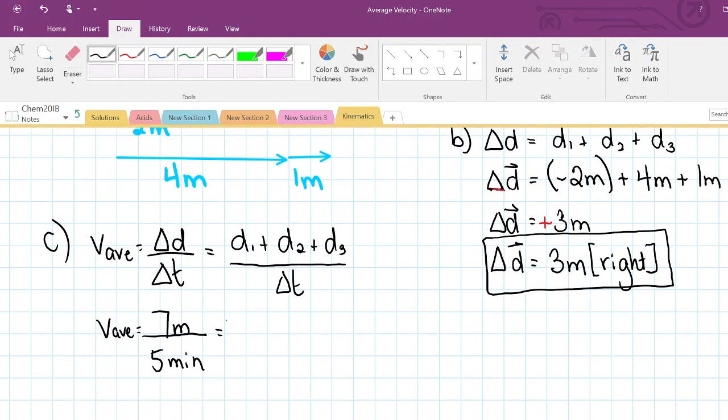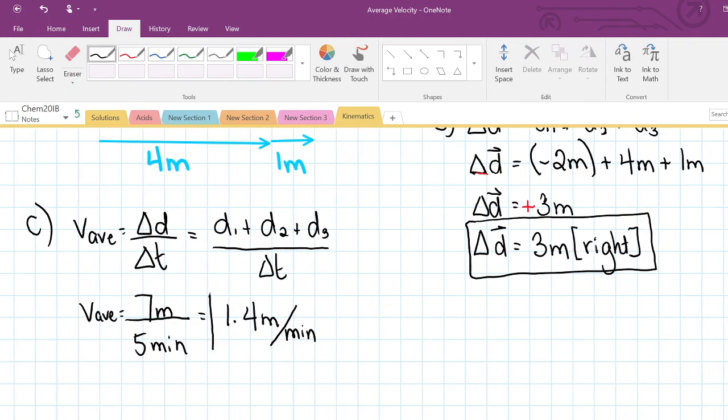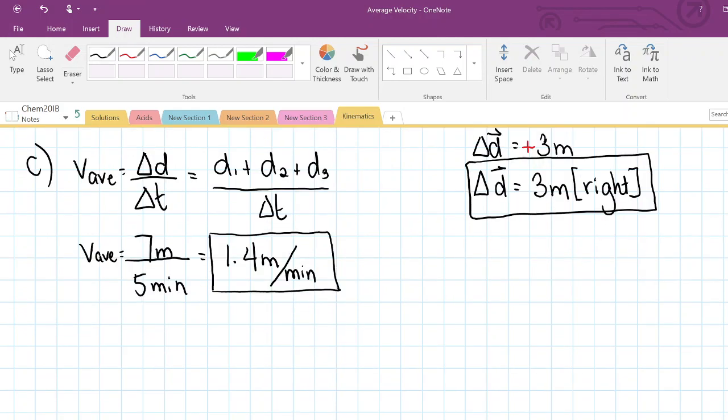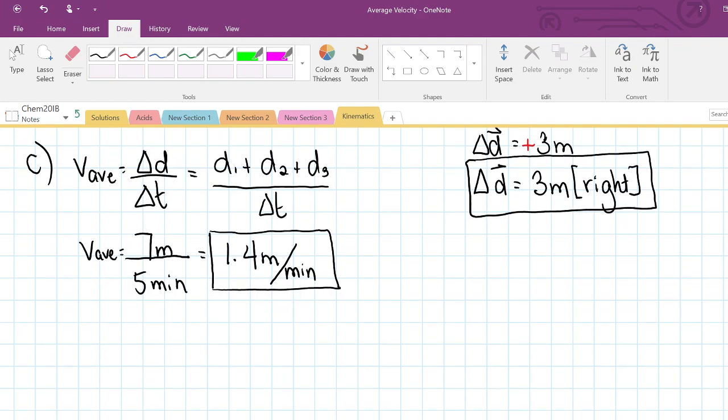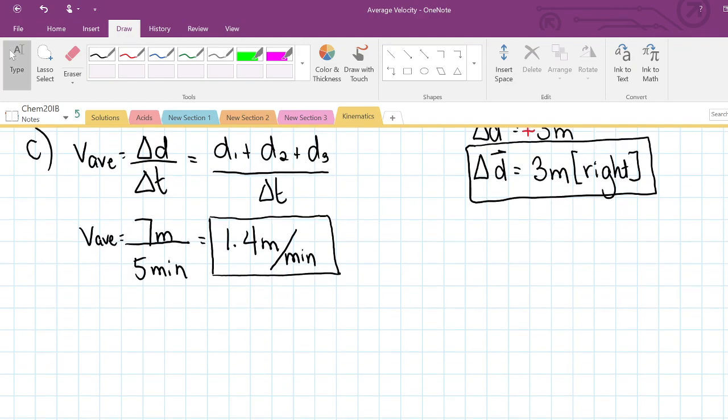So he wasn't rushing by any means to travel 7 meters. And this is 1.4 meters per minute. If I'm looking at significant digits, I probably would do this as 1 meter per minute. I'm going to keep that decimal there for now, just because. Okay, so that's his average. So definitely not moving very quickly at all.